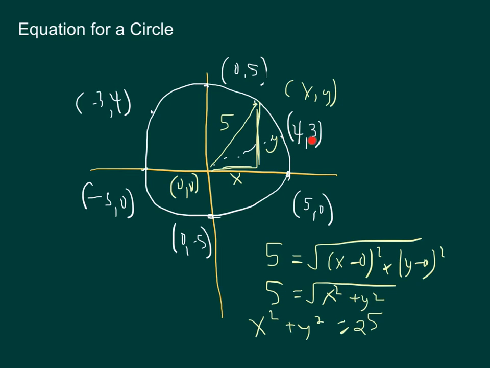4 squared plus 3 squared, well, that's 25. 0 squared plus 5 squared, 25. Negative 3 squared plus 4 squared, 25. So all these coordinates all around the circle are going to work. And even ones that we don't have here. 1 comma square root of 24 is a coordinate that will work.